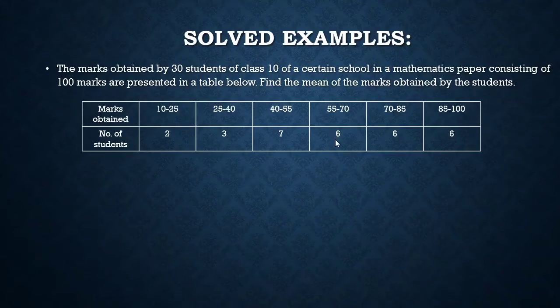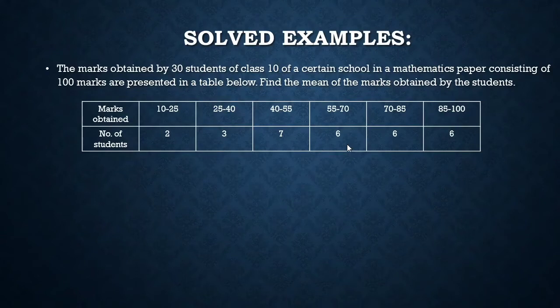Similarly, 6 students obtained marks 55 to 70, and 6 students also obtained marks which lie between 70 to 85. And lastly, another 6 students obtained 85 to 100 marks. So here, as you can see, the data has already been grouped into class intervals, that is 10 to 25, 25 to 40 and so on, and frequencies 2, 3, 7, 6 and so on.